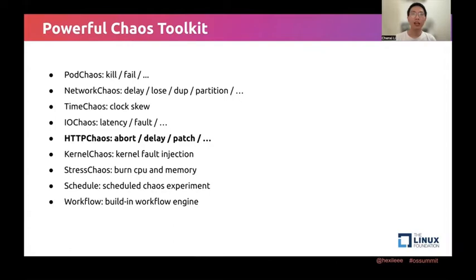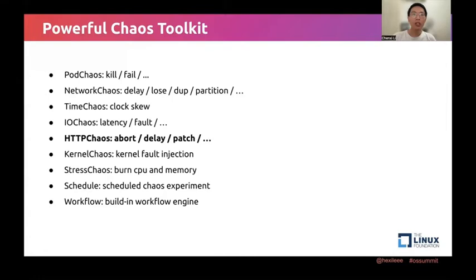You know, PodChaos is a function to kill a pod, and NetworkChaos is to delay or lose network packets. So, let's talk about HTTP chaos: the abort, delay, patch, and replace functions.